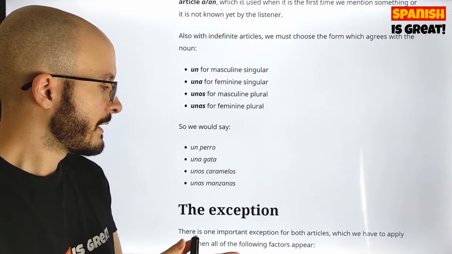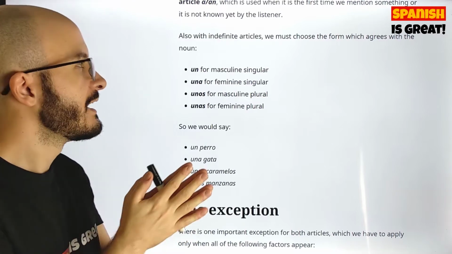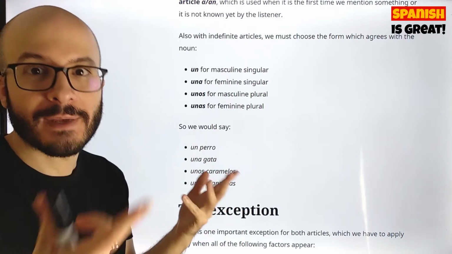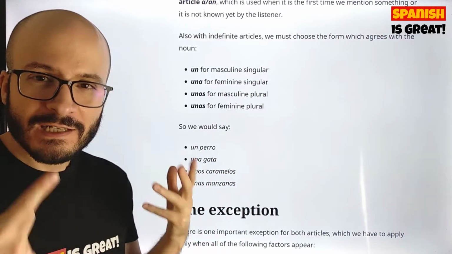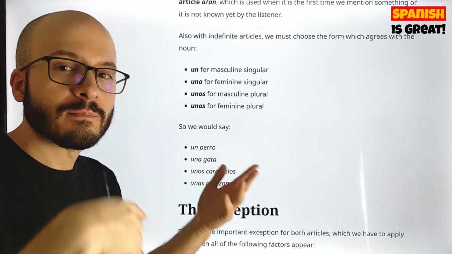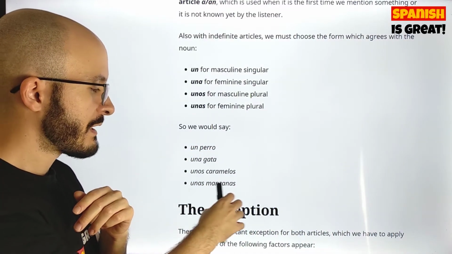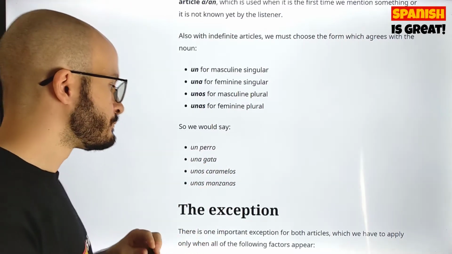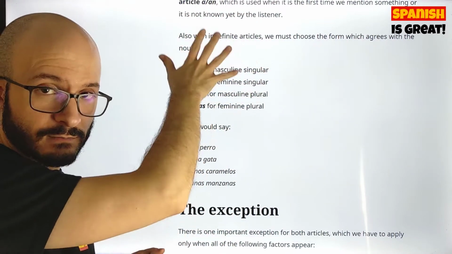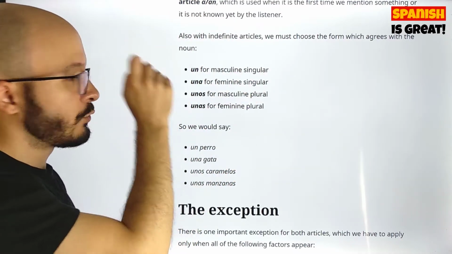Unos caramelos. And here we can see that in English there is no such thing as caramels. Okay? In English it would be something like some caramels. Okay, so whenever we say some whatever in plural, then in Spanish usually it is unos. And then again, no? Unas manzanas, some apples. Okay? So again, quite easy. This is the most basic part. So just remember the, el, la, los, las, a, un, una, unos, unas.